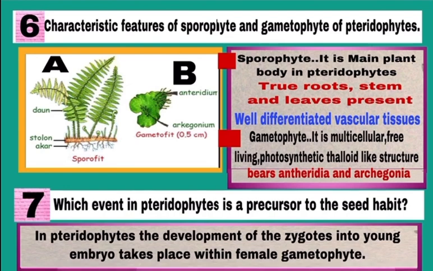Come to question number 7. Which event in pteridophytes is a precursor to the seed habit? In pteridophytes, the development of zygote into young embryo takes place within female gametophyte. This is the event which is precursor to the seed habit and in evolution this is considered a very important step.